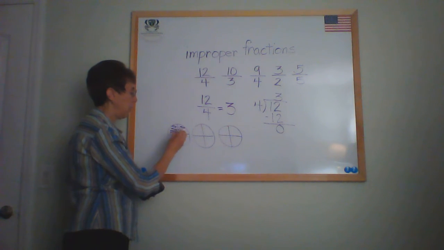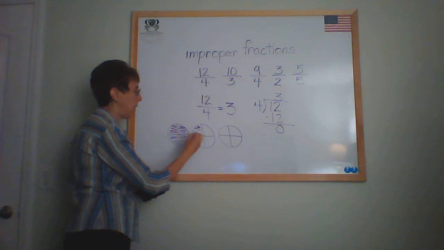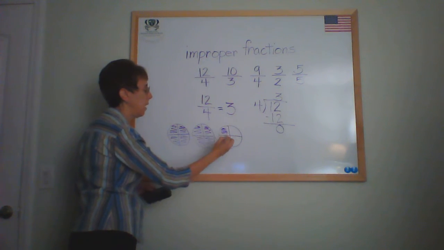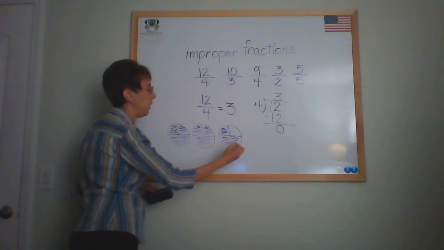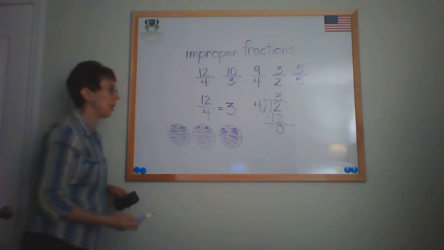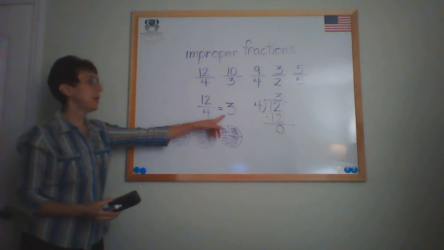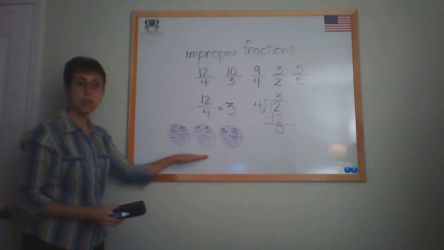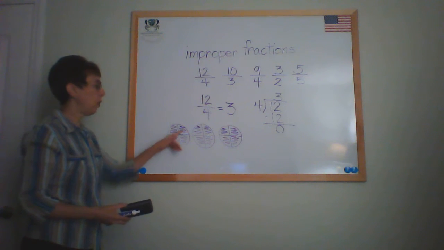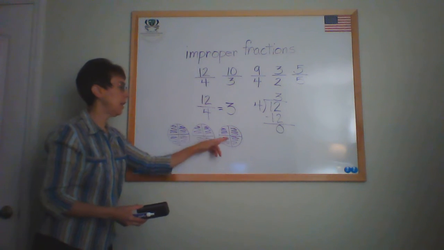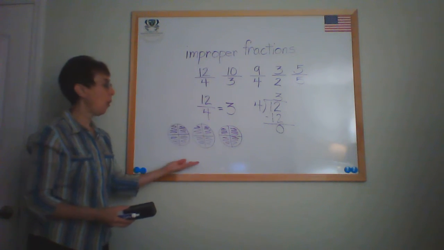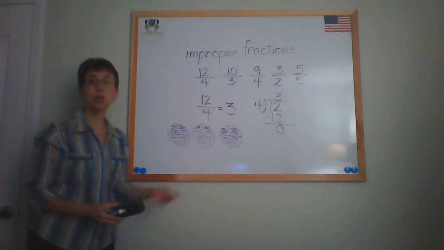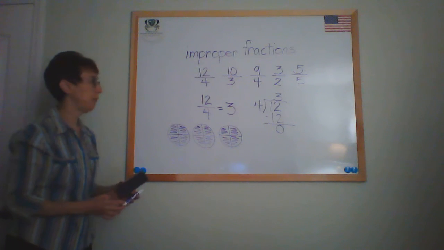1, 2, 3, 4, 5, 6, 7, 8, 9, 10, 11, 12. Okay? 12/4 is the same as 3. So I can have 3 circles, each divided into fourths. When all fourths are shaded in, that's 12 of them. Or, instead of 12/4, the whole number 3, because 3 whole circles are shaded in.